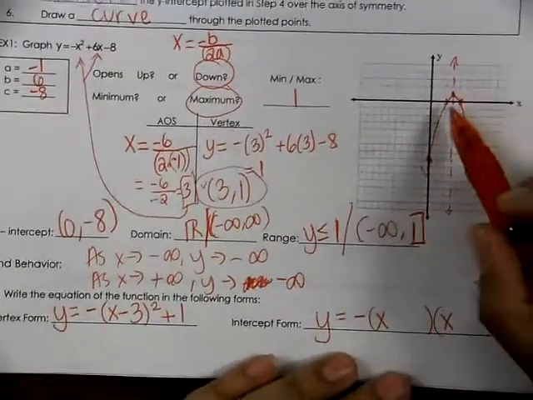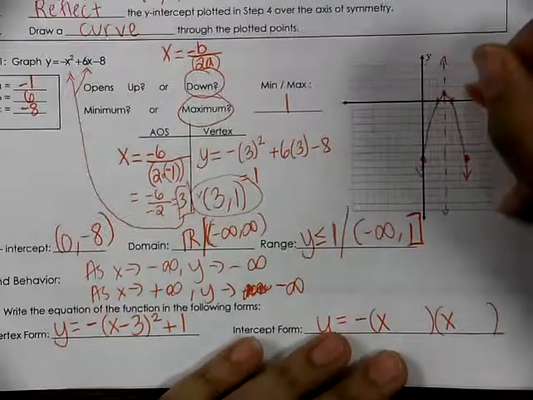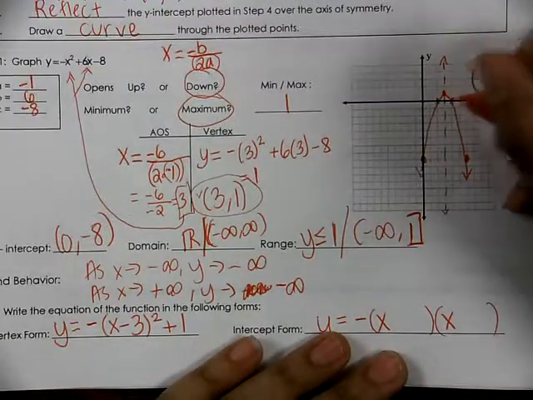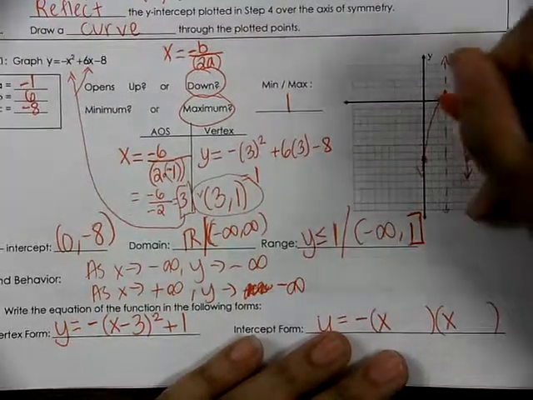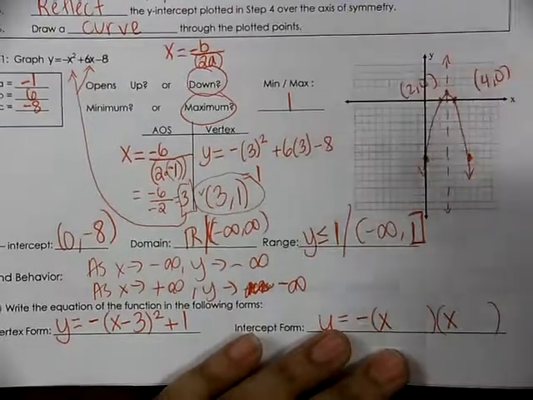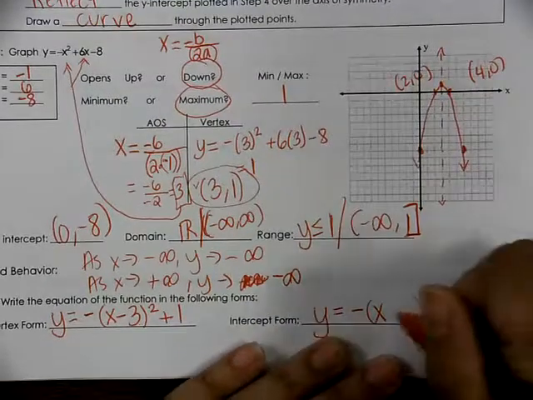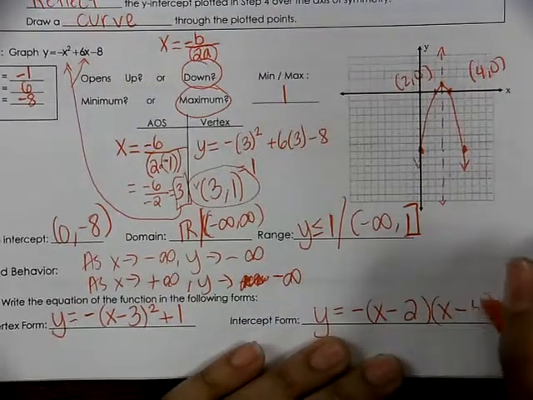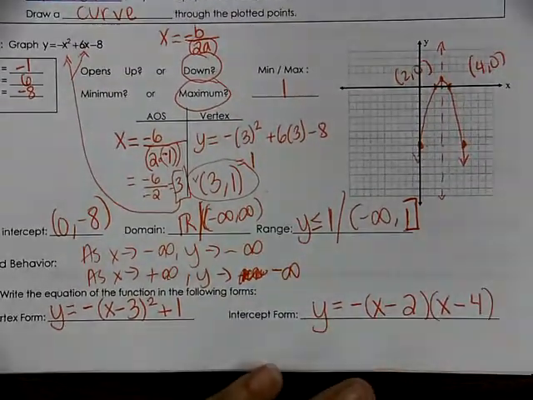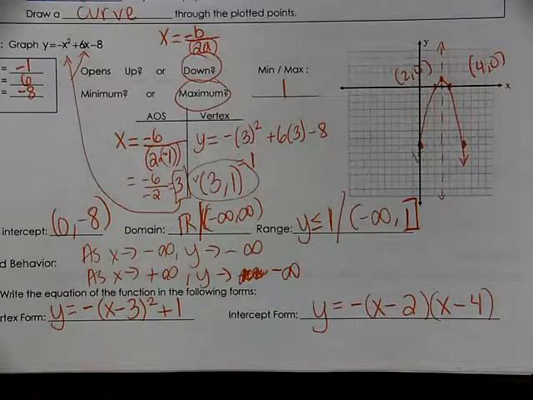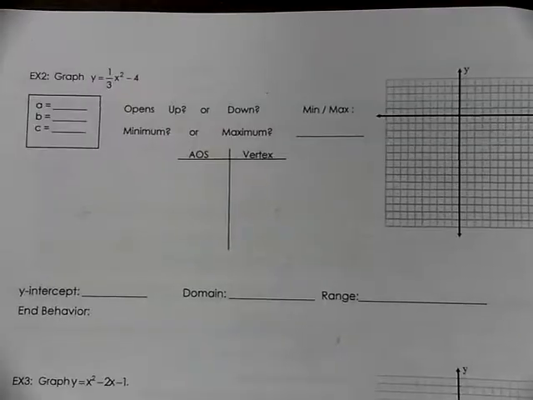All right, so now that we know what those x-intercepts are, I'm going to write them here. This is sitting at 4, 0. The first one was at 2, 0. So I just have to switch those numbers when I write them into my equation. x minus 2, x minus 4, and I'm done with intercept form. Right? All right, so example 2 here.